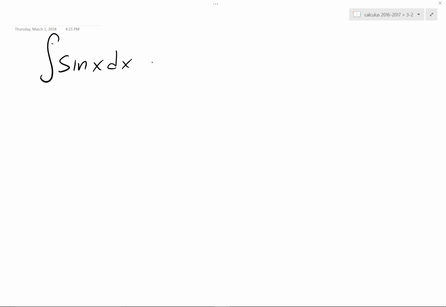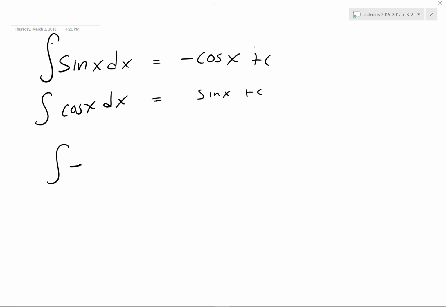So from whence did this fella come? Of course, he came from negative cosine plus c. And this fella came from, of course, from sine. And we know the antiderivative of e to the x is just e to the x, right? And we know this one.